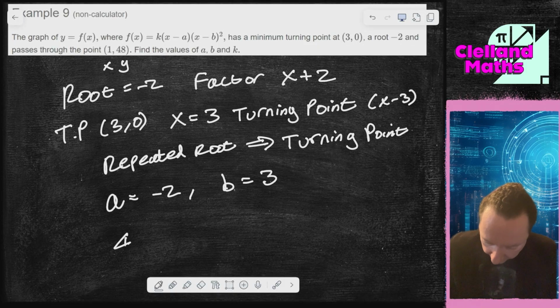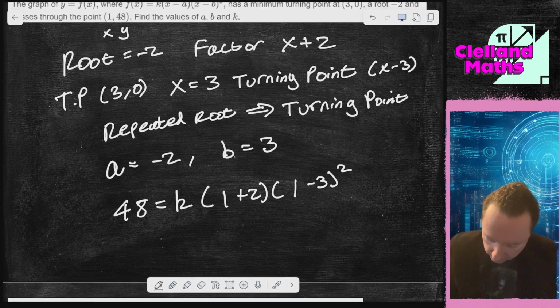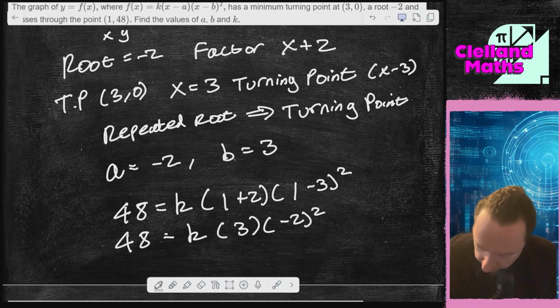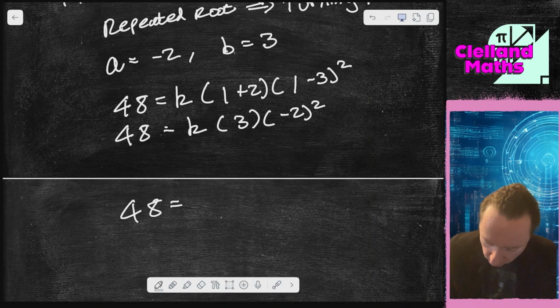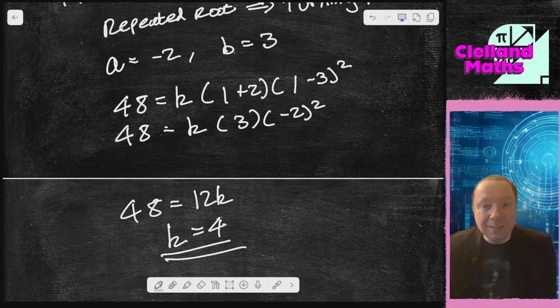So for a equals k, x plus 2, because a is minus 2, x minus 3 squared, but we're replacing that x with 1. So 48 equals k times 3 times minus 2 squared. So 48 equals 4 3s is 12, k, and therefore k is 12, 24, 36, 48. It's 4, and we're done there.